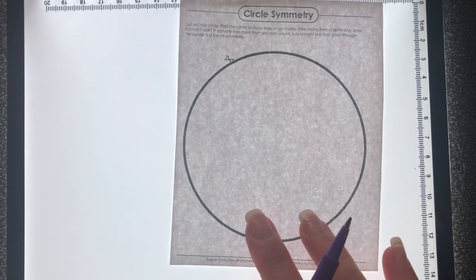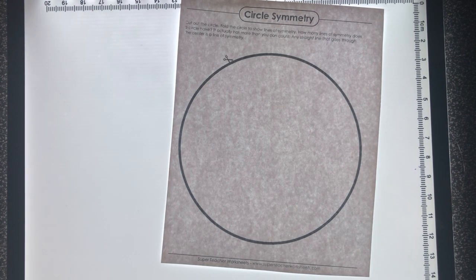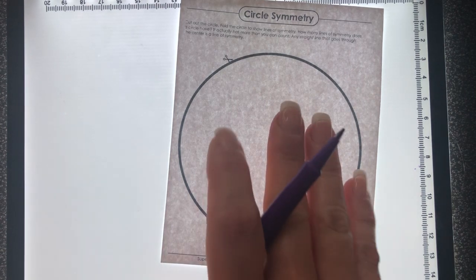This special one here, the circle, that's the most special one of all. The circle has an infinite number of lines of symmetry because you can fold an infinite number of times and have matching sides because there are no corners that you're trying to match up. So the circle is very unique because it has an infinite number of lines of symmetry.